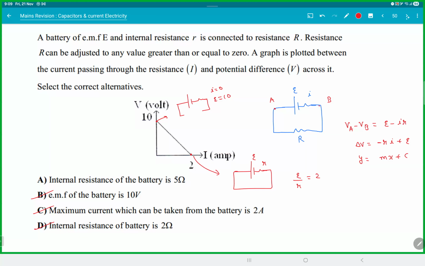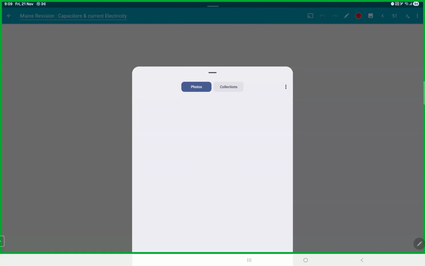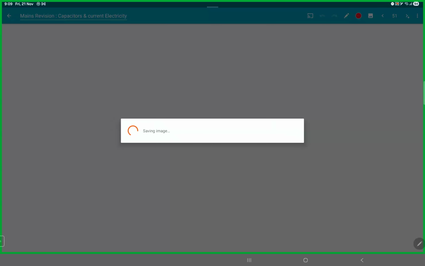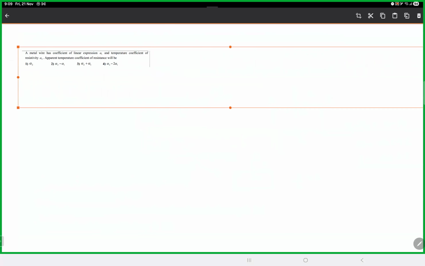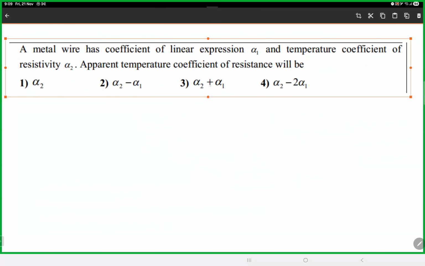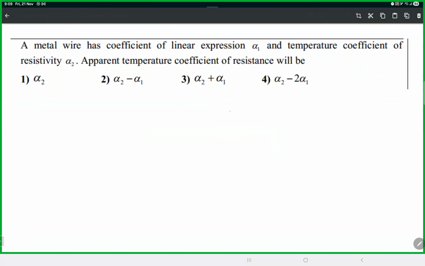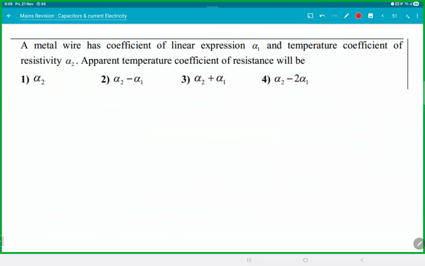Next thing. A metal wire has a coefficient of linear expansion alpha. Temperature coefficient of resistivity is rho 2. Apparent temperature coefficient of resistance will be alpha 1. Alpha 2 will be small, always remember that. So you can always use the binomial approximation.